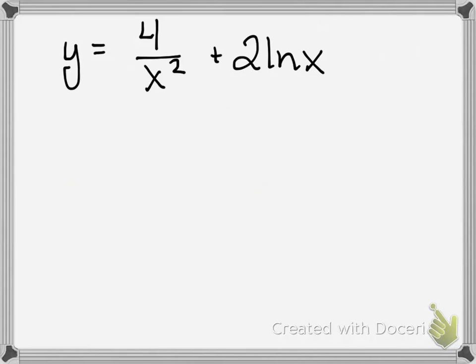The next practice problem is 4 over x squared plus 2 ln of x. So this is a mixture of the previous derivative rules plus the current rules. So go ahead, pause the video, give this one a try.